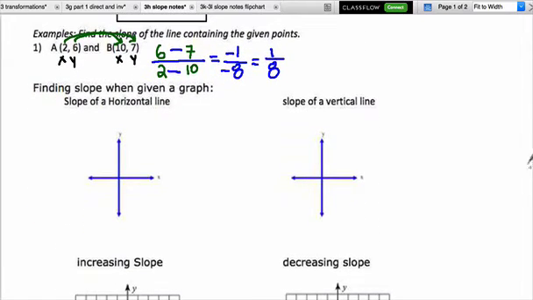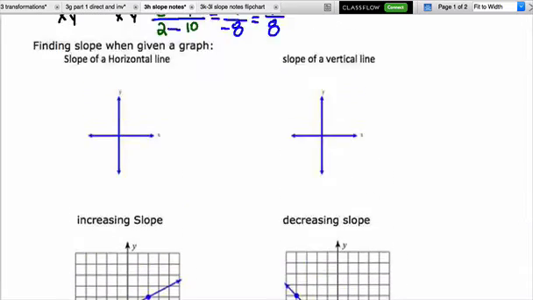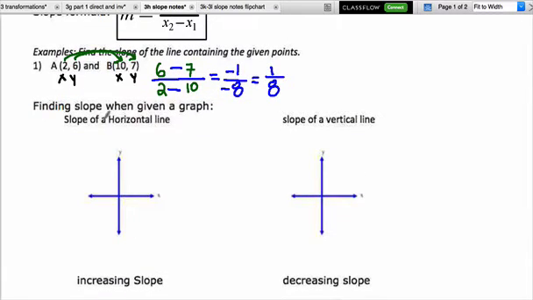Okay, finding the slope when given a graph. So we're going to look at a few different graphs. So we have these two down here, but first we're going to talk about the slope of a horizontal line and the slope of a vertical line. And so remember, we've been using the acronym HOIVUX. Okay, so that zero part is now going to come in. So H, remember, is horizontal.